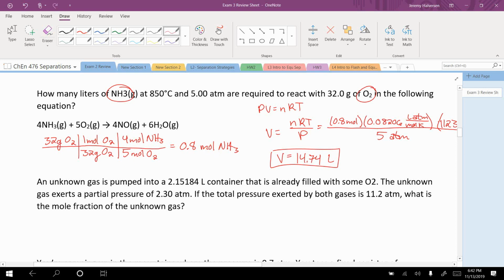Why do we want moles of NH3? Well, because they ask for liters of NH3, and if they ask for liters and give you temperature and give you pressure, what should you be thinking? Ideal gas law, okay? And for the ideal gas law, they ask for volume, they give us temperature, they give us pressure, so we need the moles. Well, how did we get the moles? Well, we already got the moles, so we can plug that in.